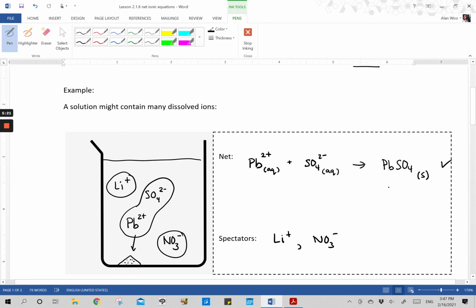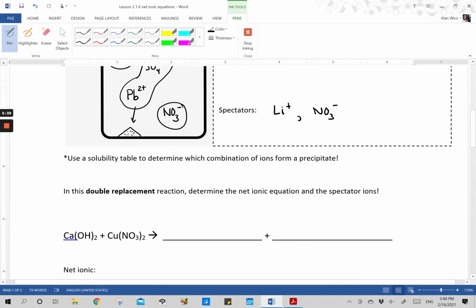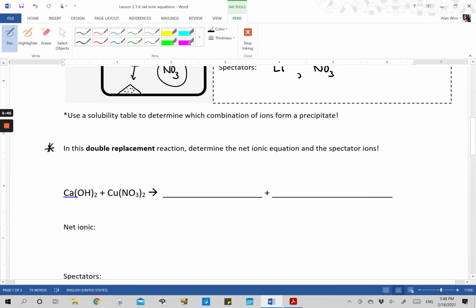So here's a really simple example of how you can solve or set up a net ionic equation. Sometimes you might also see it in a different form. So if we go down here in this particular example, I'm giving you a double replacement reaction. Determine the net ionic equation and the spectator ions.